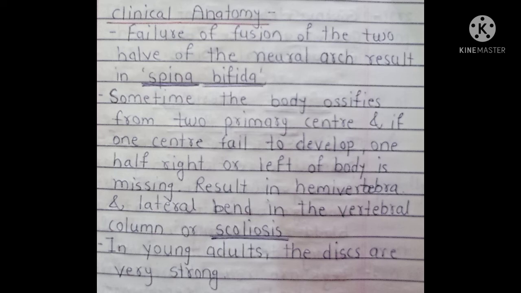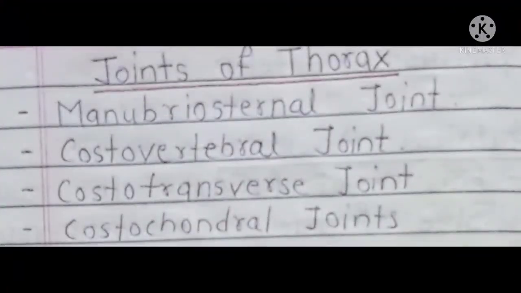Clinical anatomy: failure of the fusion of the two halves of the neural arch results in spina bifida. Sometimes the body ossifies from two primary centers, and if one center fails to develop, one half, right or left, of the body is missing, resulting in hemivertebra and lateral bending of the vertebral column, or scoliosis. In young adults, the discs are very strong. So this is all about the sternum and the vertebral column.